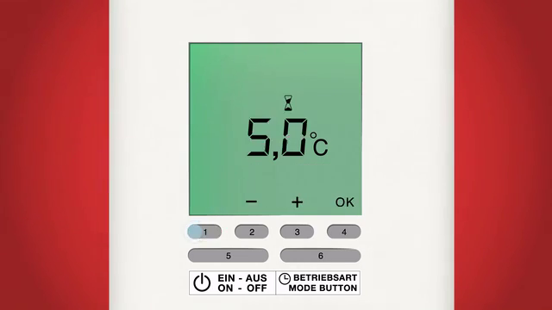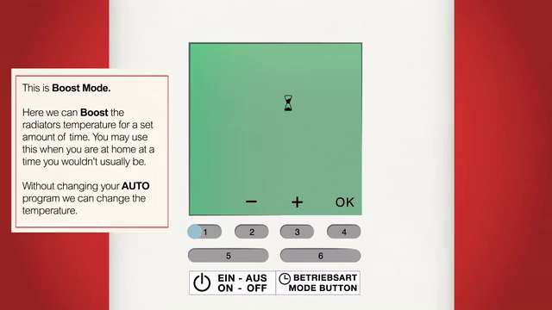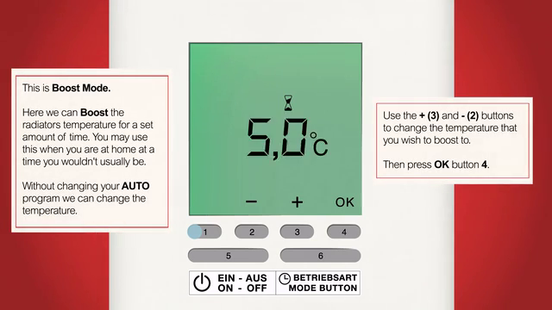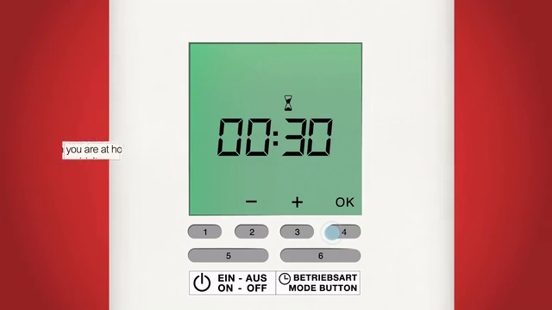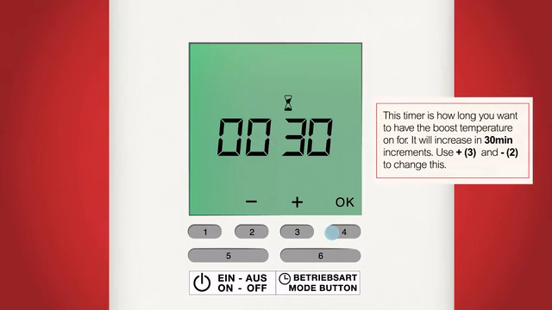You will now see a little timer icon with a flashing 5 degrees in the middle of the screen. This is where we set the temperature that we want to boost to. Using the plus and minus buttons, buttons 2 and 3, select the temperature you would like to boost to. Now press OK, button 4.